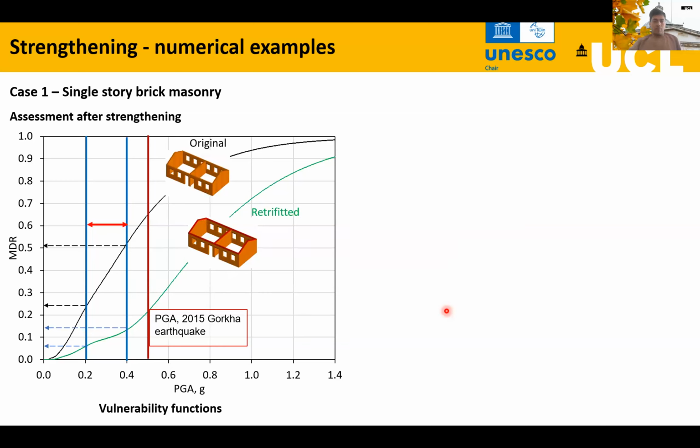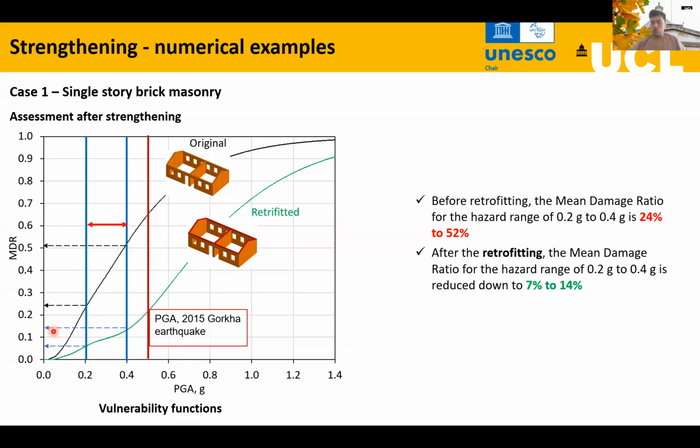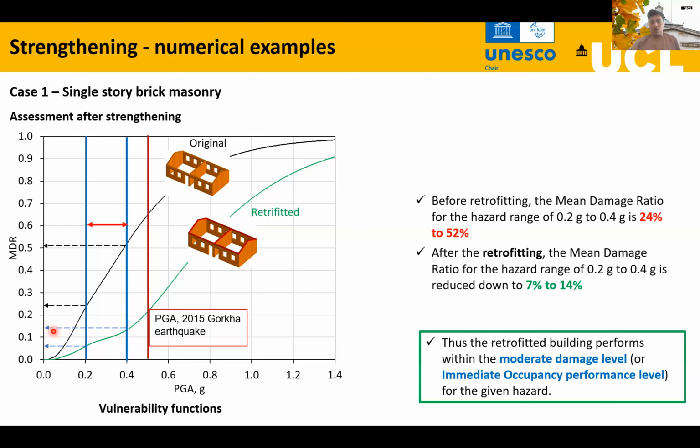In terms of vulnerability function comparison for the original and retrofitted building, we have the hazard range of 0.2 to 0.4G. You can see that in this range, the original building had this much loss ratio. The mean damage ratio was up to 0.5 or 50%. But as soon as you retrofit this building with this technique, the loss ratio is in the range of 0.6 to 0.7 to almost 0.15, or 14-15%. So we have managed to reduce the loss for the given seismic hazard to 14-15% only. This is how we justify the retrofit design with detailed vulnerability assessment. So this building now performs well within the given performance requirement from the code.